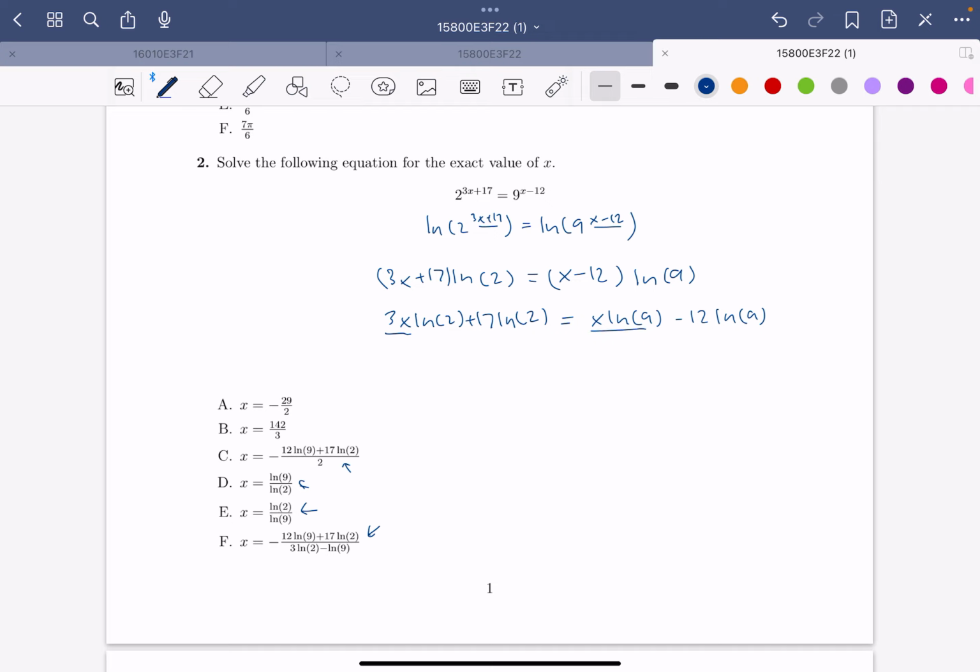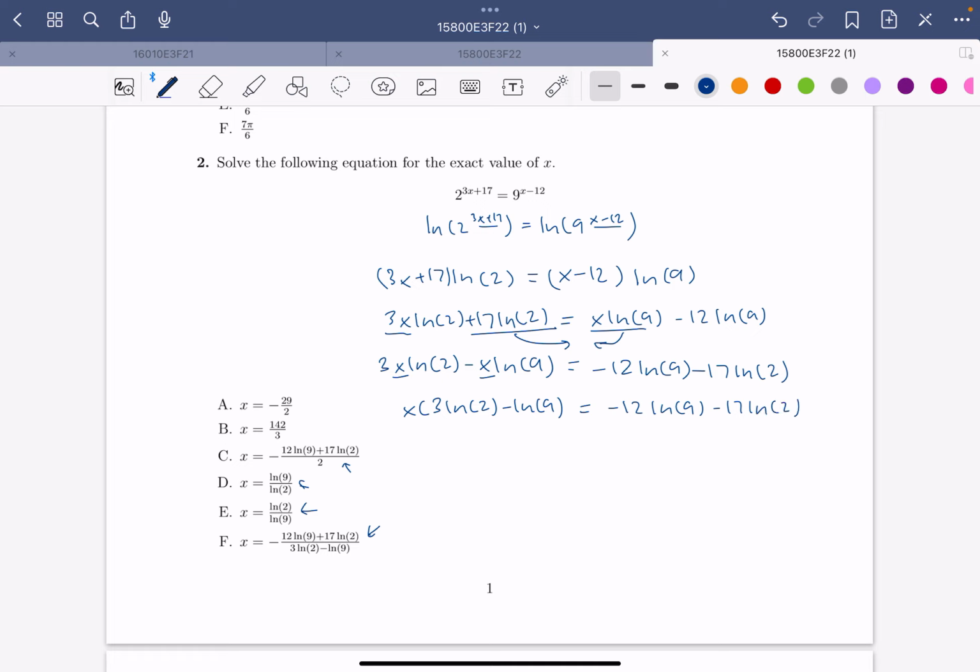So now we want to move all the terms with x to one side and all of the other terms to another. So 3x ln of 2, and then we move this one to the other side, so that would be minus x ln of 9. And then we have negative 12 ln of 9. We want to move this one to the other side, so that will be minus 17 ln of 2. Now we can see we can take out the x from here because it's a common term. So we have x times 3 ln of 2 minus ln of 9 equals negative 12 ln 9 minus 17 ln 2.